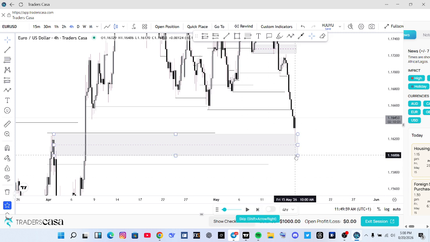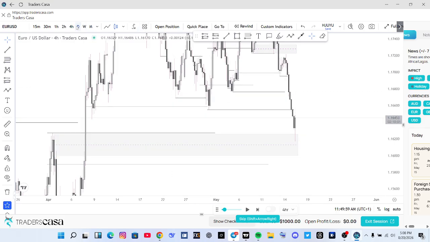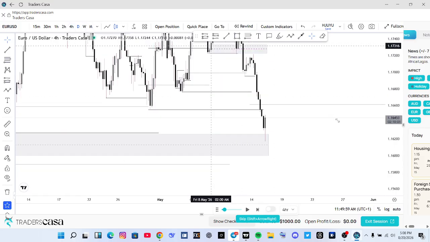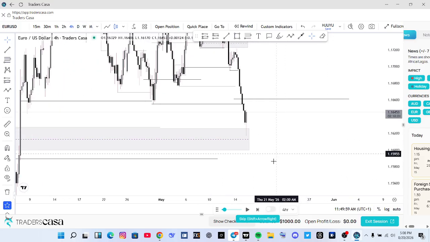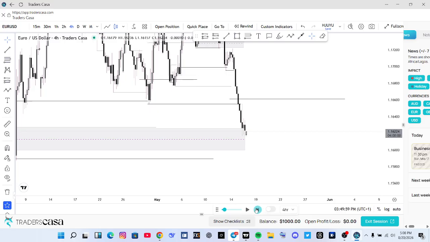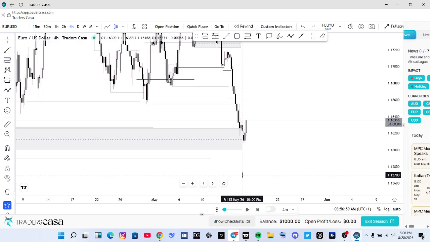Anyways, 10 a.m. on Friday. Let's go to the daily time frame. You can see the rejection. Whoa. What did this guy want to do? It's dumping already, and we are already in a new week.